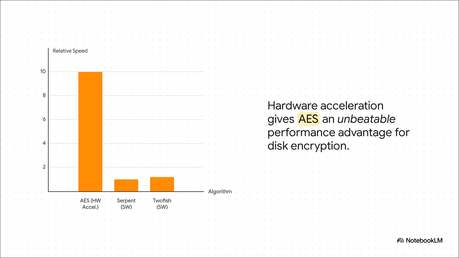And why? Because pretty much every modern CPU you can buy has special hardware, dedicated instructions called AES-NI, built specifically to run this one algorithm and nothing else. This makes AES just orders of magnitude faster than any alternative that has to run in software. The end result is you can encrypt your entire disk and you'll barely even notice it's happening.